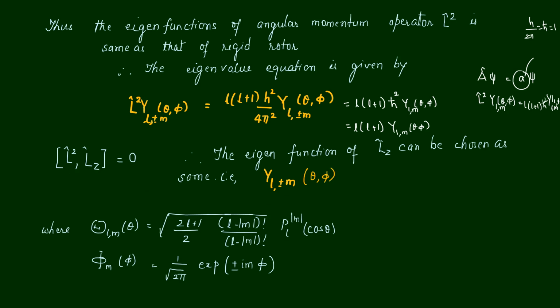And spherical harmonics is the product of theta and phi functions. And we have already seen this theta and phi function. The theta function is nothing but the associated Legendre polynomial, and the phi function is given by this expression. So the product of these two will give the eigenfunction for both L square and Lz, and it is the same as that for the rigid rotor.